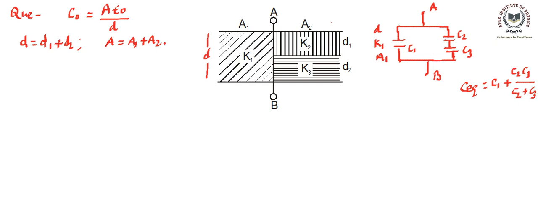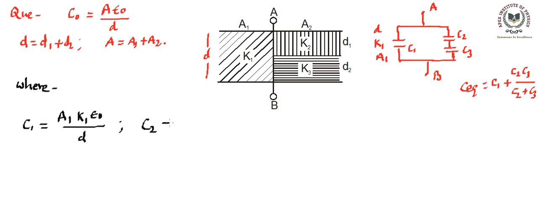What is left is finding C1, C2 and C3. C1 has a dielectric K1, so we apply the formula: area A1, dielectric K1, epsilon naught, divided by D. So that's C1. Then we find the C2 value. C2 is the area of the plate, which is A2, dielectric constant K2, epsilon naught, divided by the gap, which is D1.